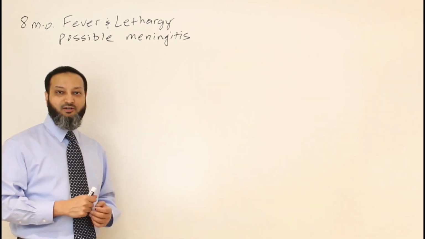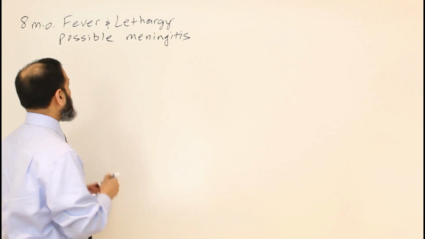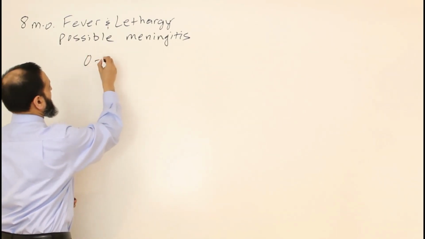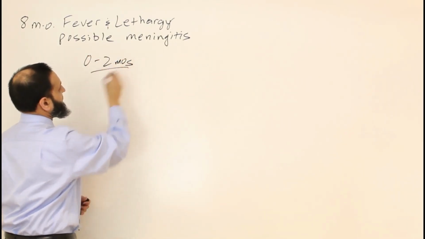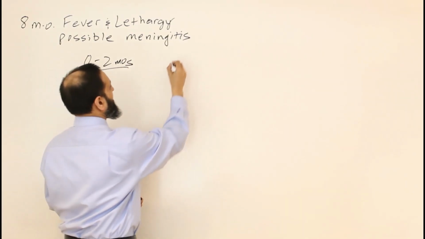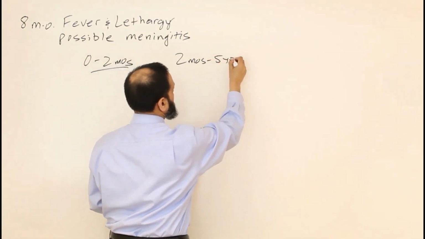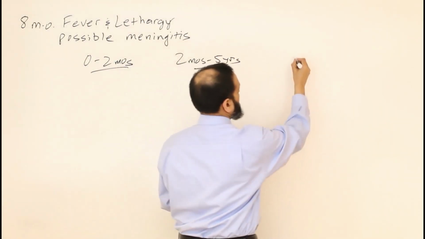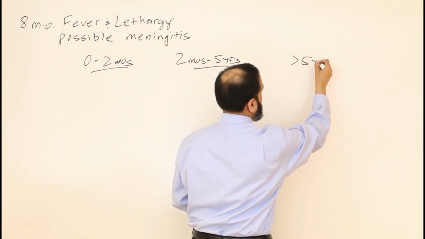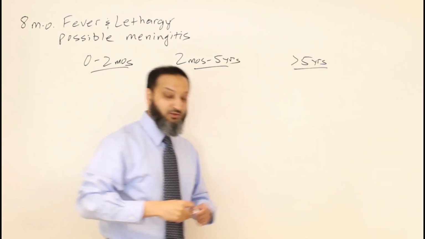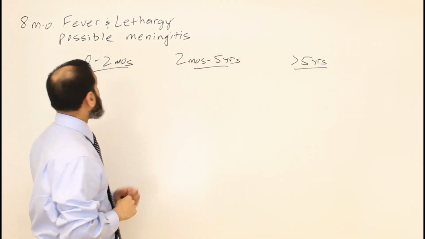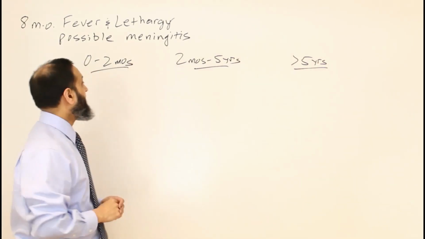And when I think about bacterial meningitis in kids, I break it up into age groups. So we can talk about the newborn age group from 0 to 2 months of age. We can talk about the toddler group from 2 months to about 5 years. And then we can talk about kids who are greater than 5 years of age. And there are different bacterial causes of meningitis in each of these age groups.